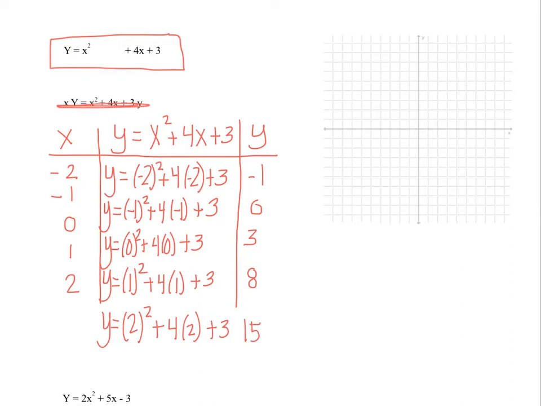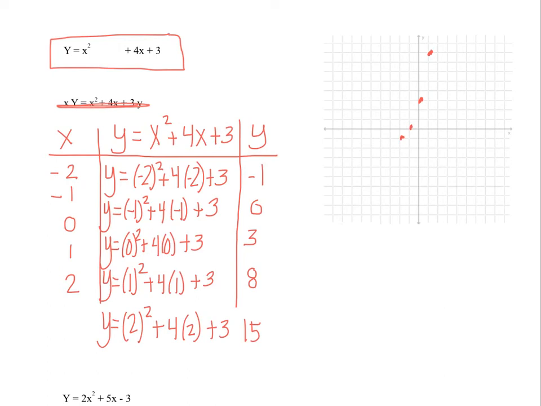So let's plot these points. My first point is -2, -1. Then I have -1, 0. Then I have 0, 3. All right. Then I have 1, 8. 1, 2, 3, 4, 5, 6, 7, 8. All right. And then I have 2, 15. Well, it looks like I am going to run off the page here.